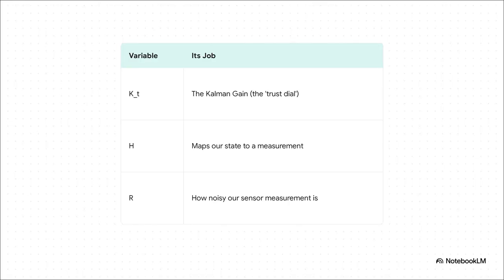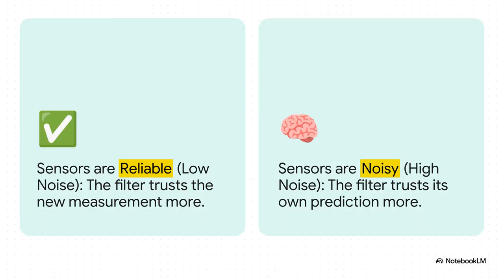Now, the most important variable to look at here is R, the measurement noise. This is just a number that represents how much we trust our sensor. For our car's GPS, is the signal crystal clear, or is it a foggy day with a really weak signal? A foggy day means a high R. H is just a simple translator that connects our internal state to that measurement. So if our state includes position and velocity, but the GPS only measures position, H tells the filter to only compare the position parts.